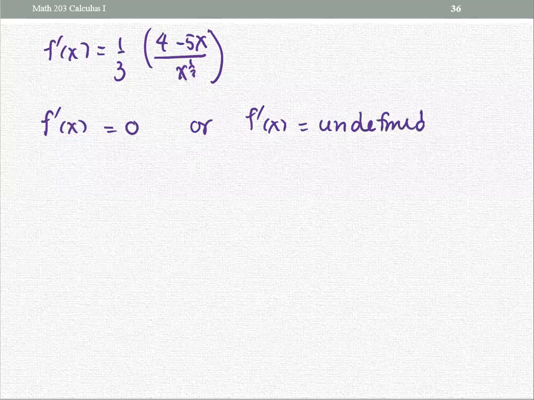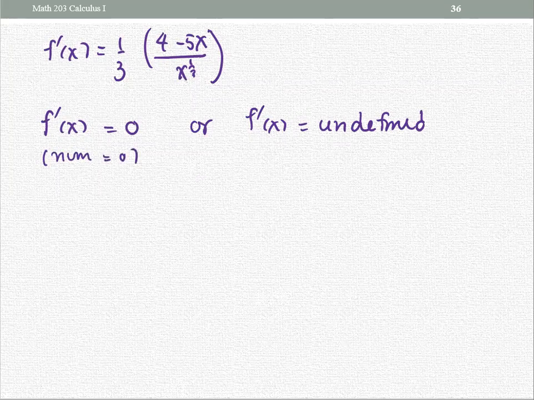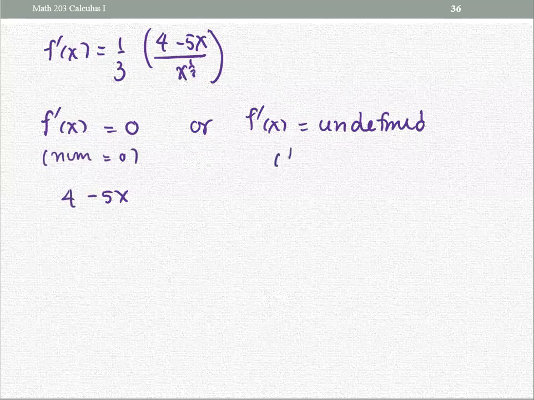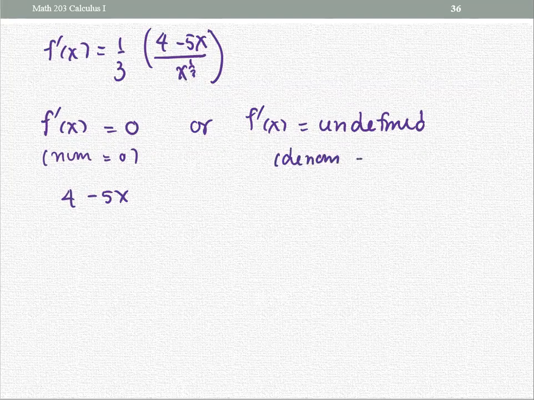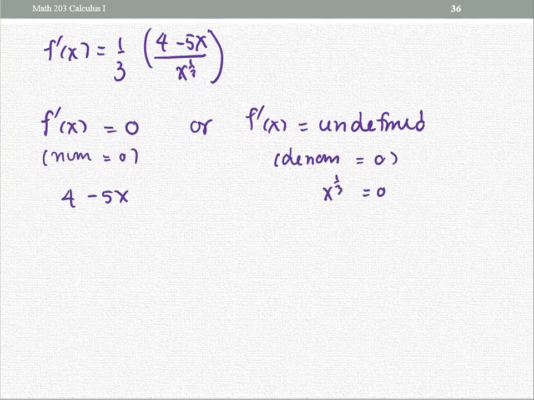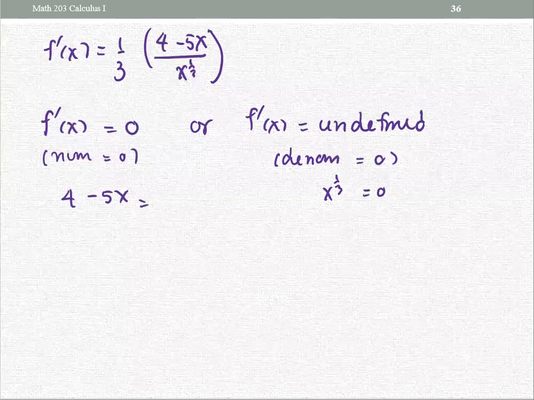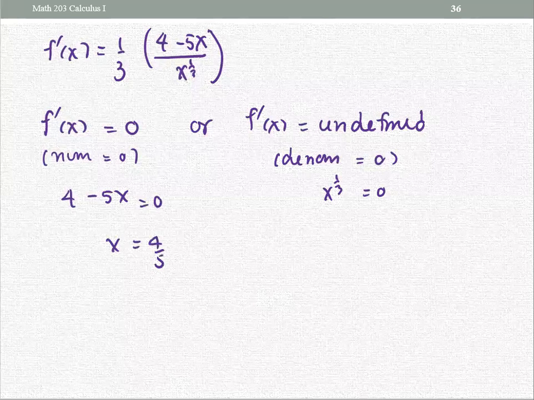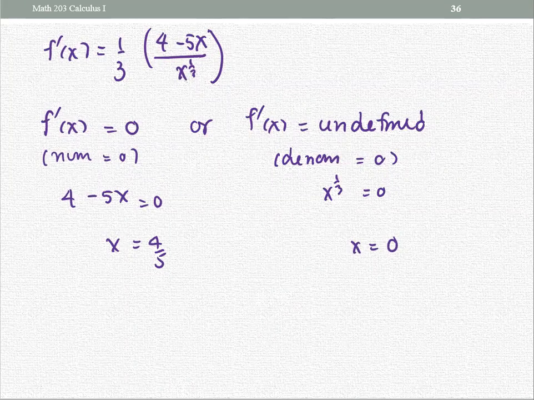Why is this the less complicated way? Because f prime equals 0 comes from the numerator equals 0, which is 4 minus 5x. And f prime is undefined when the denominator is 0, which is the case that makes it undefined. So we take the numerator expression equals 0 for one case, and the denominator equals 0 for the other, and solve for x. So x equals 4 over 5 for one of them, and x equals 0 for the other. Now we have two critical numbers.